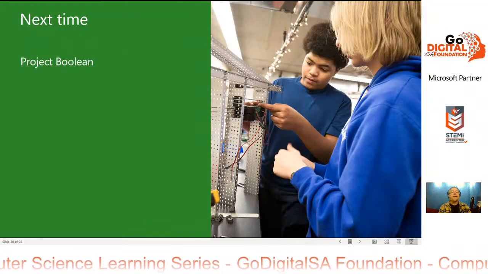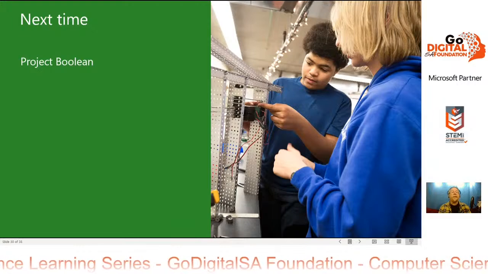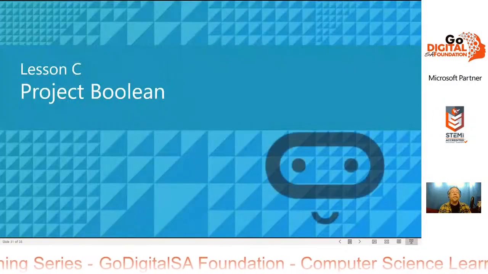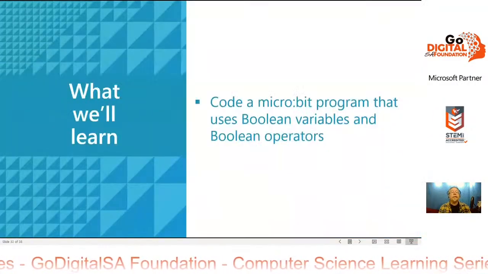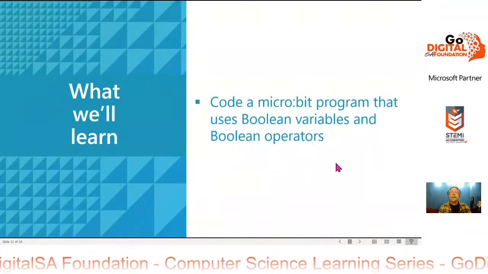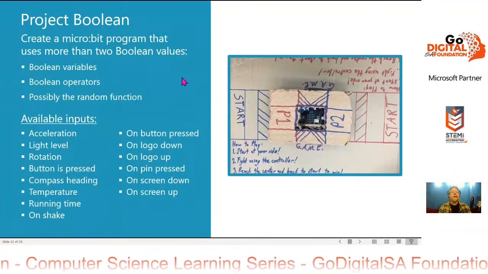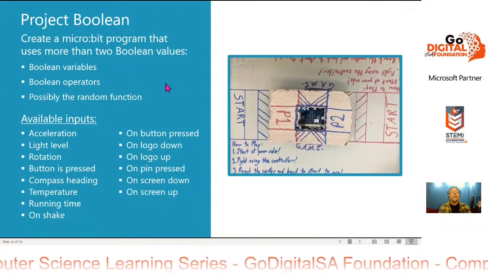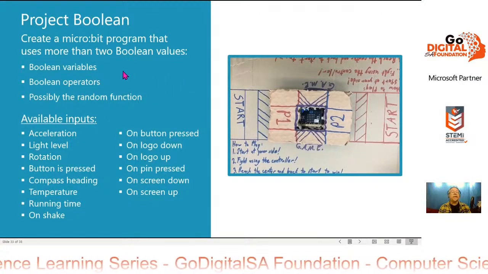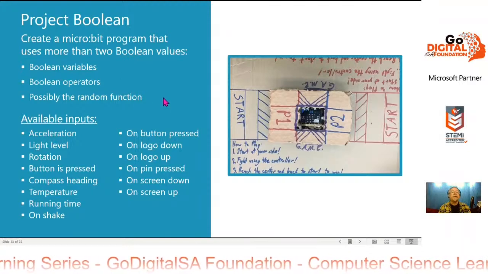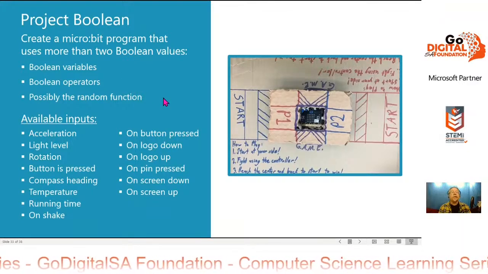And so you can do a Boolean project at home where you'll code a microbit program that uses Boolean variables and Boolean operators. You want to create a microbit program that uses more than two Boolean values. You're going to use Boolean variables, Boolean operators, and you can possibly use the random function.